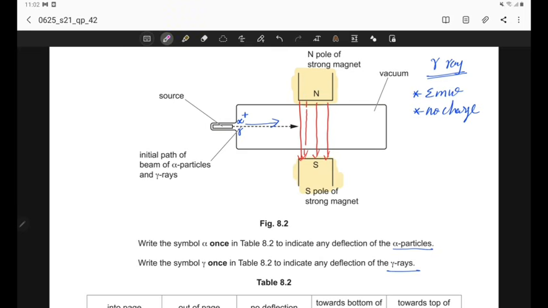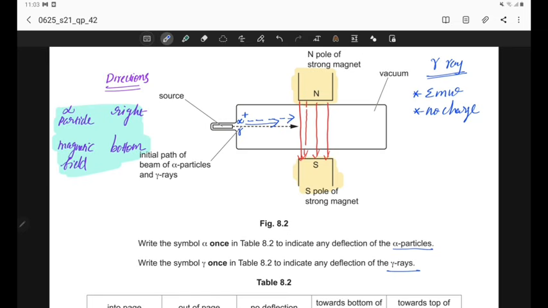So we have two directions. The first one is the direction of the alpha particle, which is moving towards the right. Then we have the direction of the magnetic field, which is directed towards the bottom of the tube. We can understand these two from the figure. Now we need to check, if a positively charged alpha particle is moving in this direction with a magnetic field directed downwards, what will be the direction of the force experienced by this alpha particle?